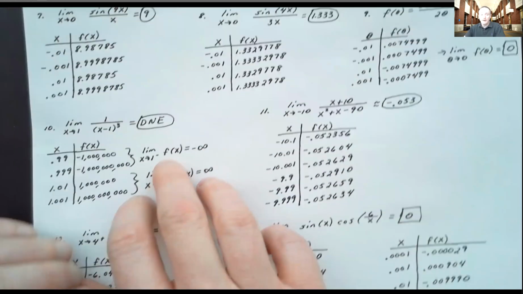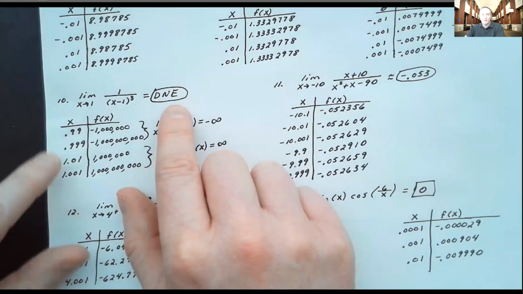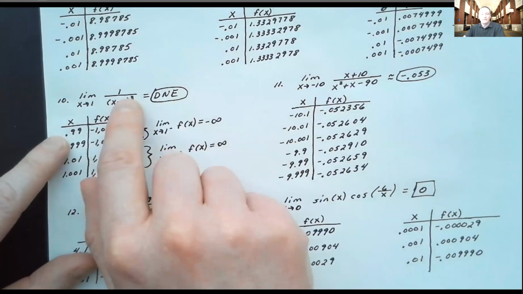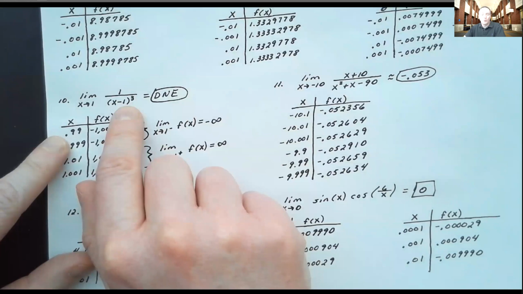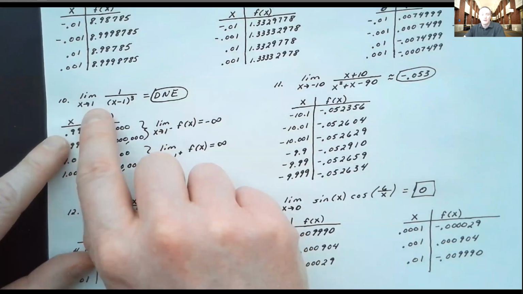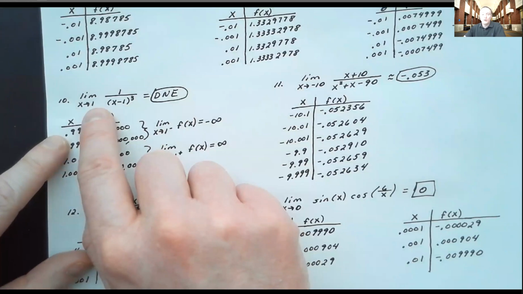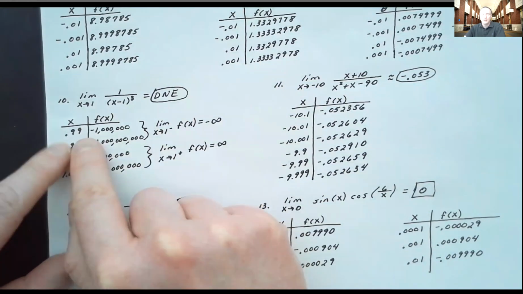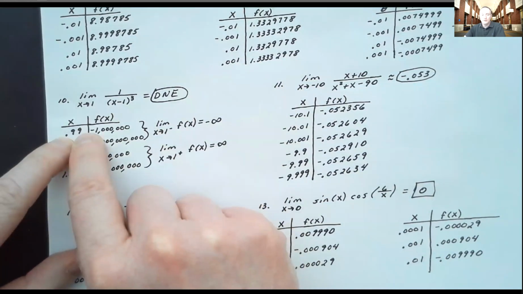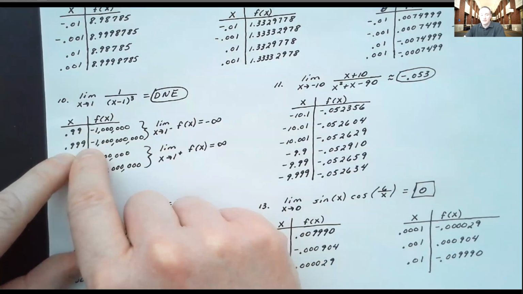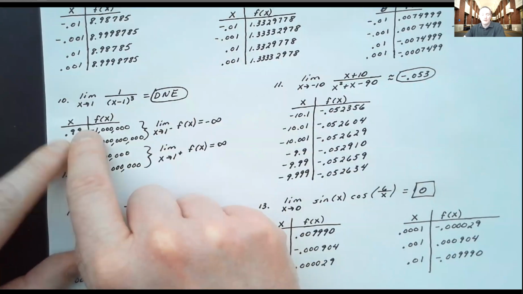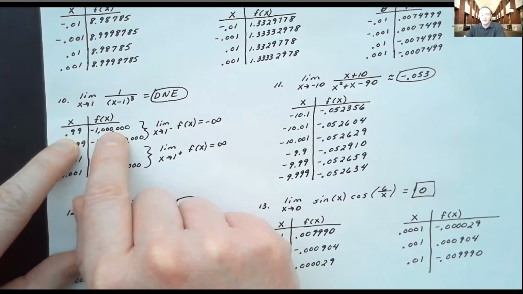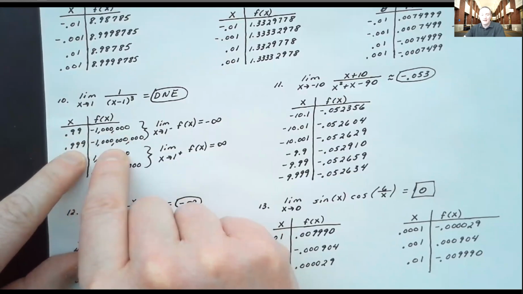Now, on the other hand, this next one here, it's wanting you to find the limit of this rational function, 1 over x minus 1 cubed, as x approaches 1. So I thought, well, if I'm approaching 1, I need to approach from the left, and I need to approach from the right. This is 1/100th of a unit to the left. This is 1/1000th of a unit to the left. At 0.99, my y value was -1,000,000. At 0.999, it was -1,000,000,000.